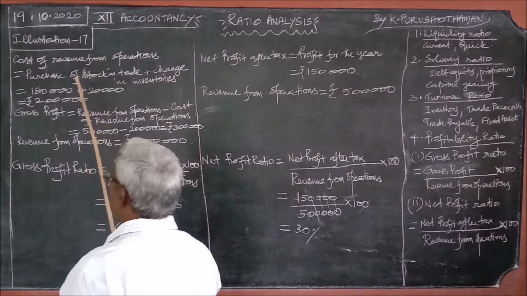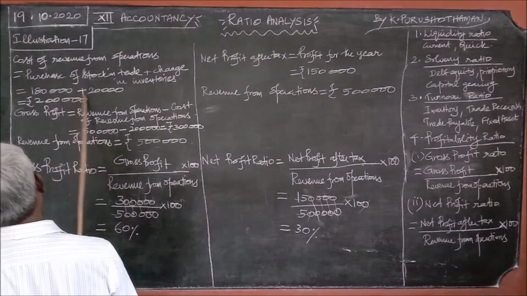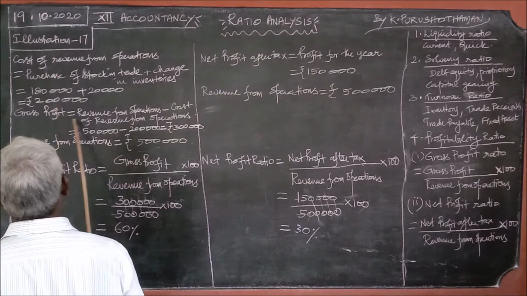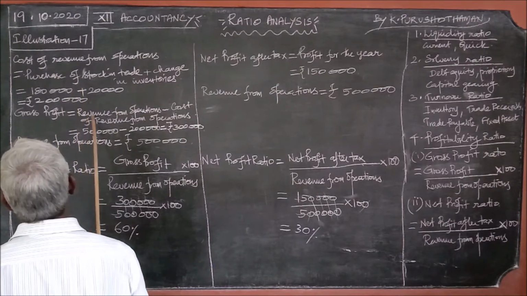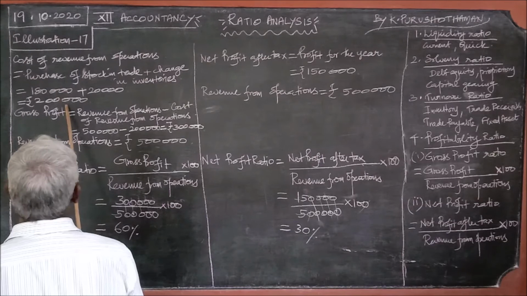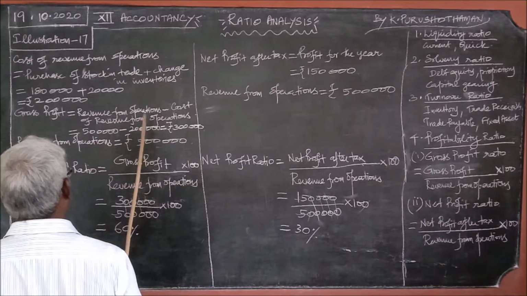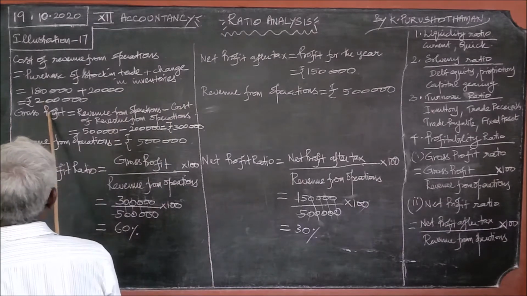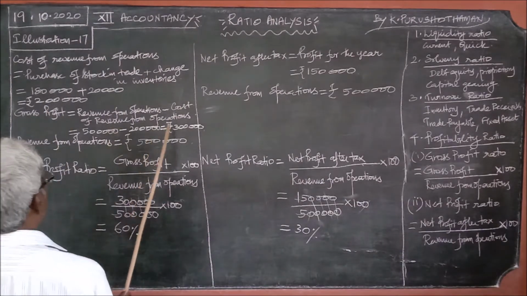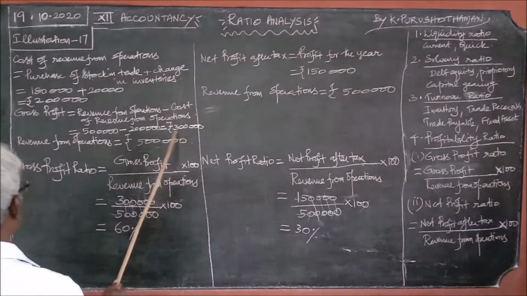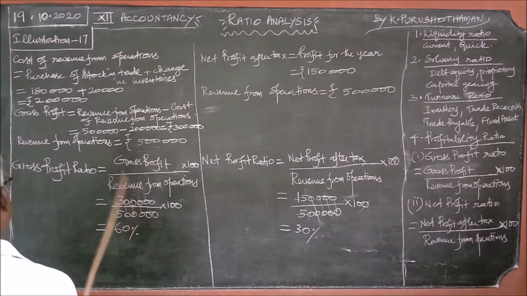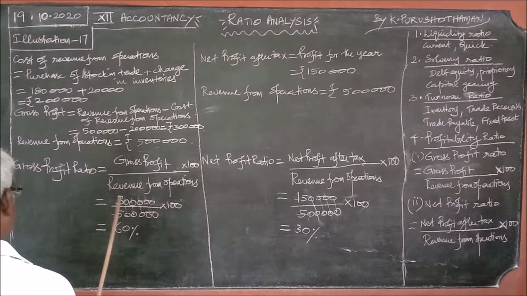So now we have calculated cost. Already revenue is given. From revenue you minus the cost. Therefore revenue is 5 lakhs, cost is 2 lakhs. Therefore 3 lakhs is the gross profit. Now we have calculated the gross profit. You write it for the numerator, and the denominator the value is given already as it is. You write it into 100. Simplify, you will get 60%.